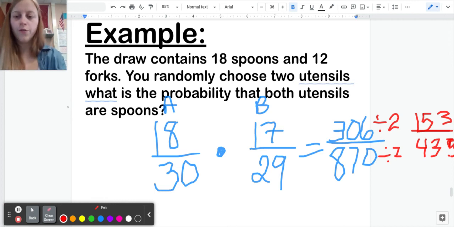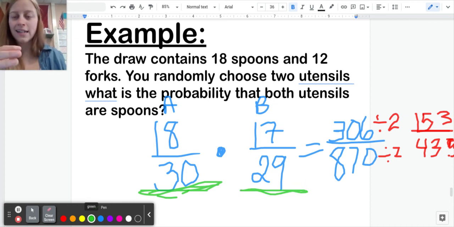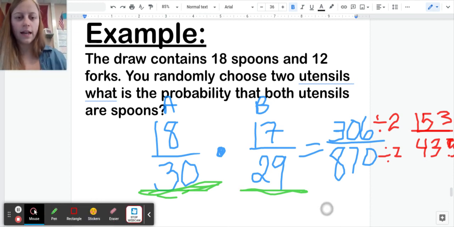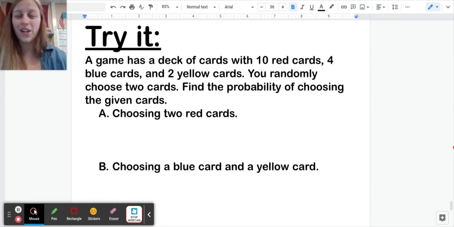So again, first you need to figure out the probability of the first thing happening. The second one, you can see I acted like I already pulled out a spoon and I had to recalculate how many utensils there were left to pick from. Go ahead and you try this next one. We'll pause the video while you work.